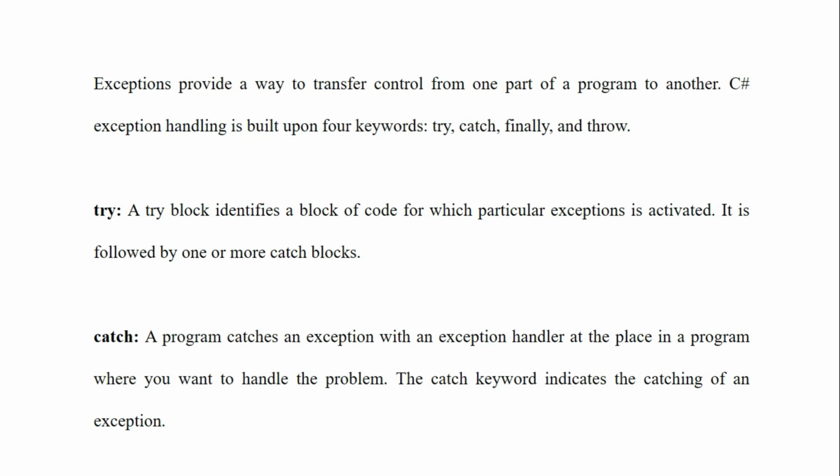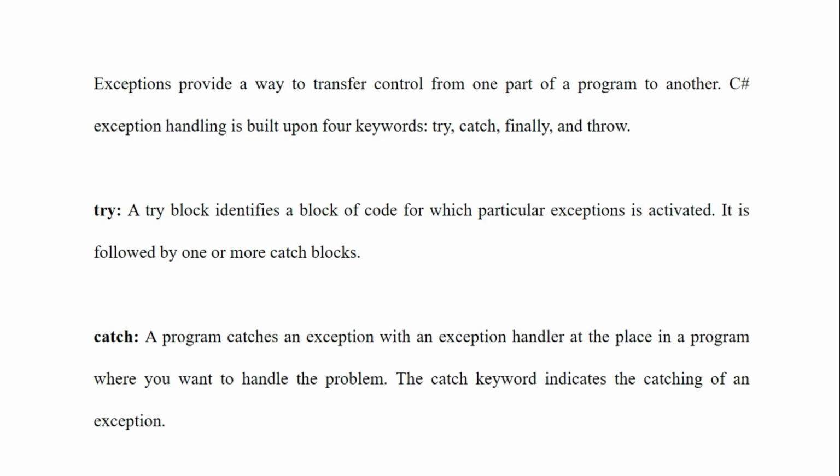So first let's understand what is meant by try. A try block identifies a block of code for which a particular exception is activated. It is followed by one or more catch blocks. So basically the runtime errors occur at the try block. When an error occurs at the try block, then it is thrown to the particular catch block.